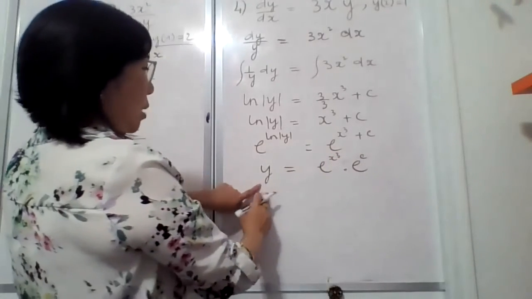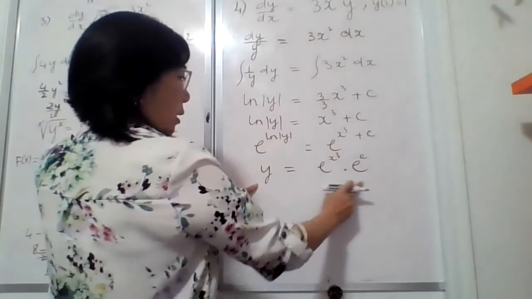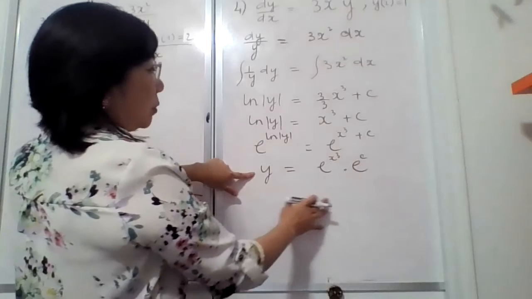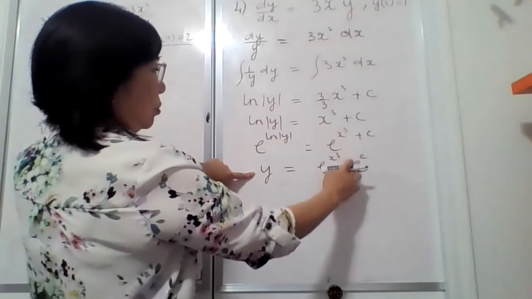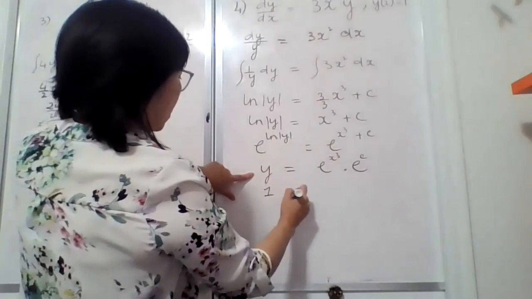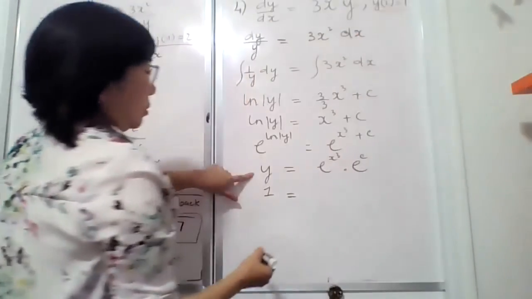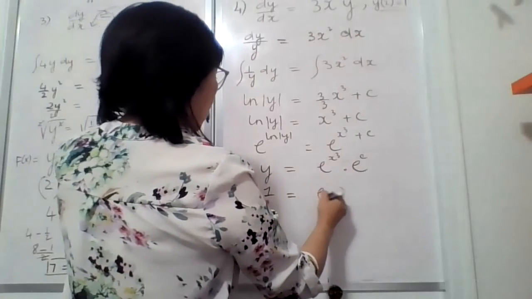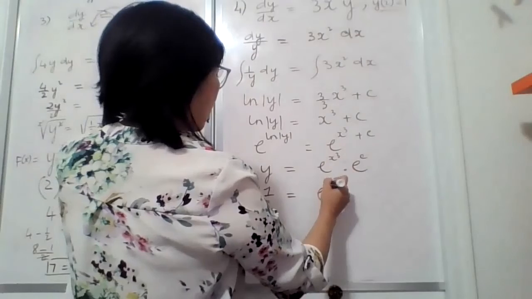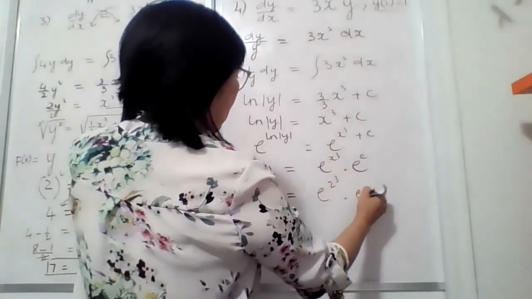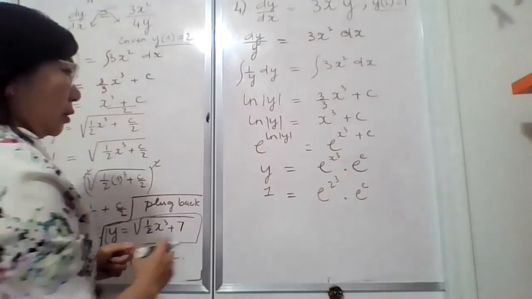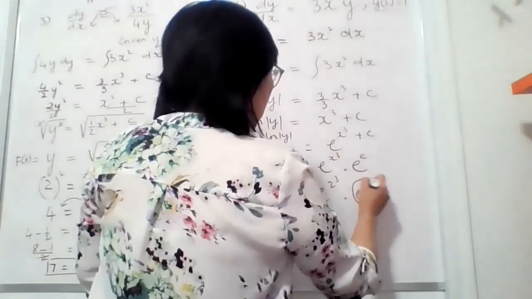Now I'm going to substitute the y. I hope you follow me, right? You get this up to here. I go a little bit fast, right? So e to the x to the power 3 times e to the c. And we substitute this using this information: y equal 1 and x equal 2. So x to the power 3 is 2 to the power 3, times e to the c. Okay, but remember this e to the c is a constant.